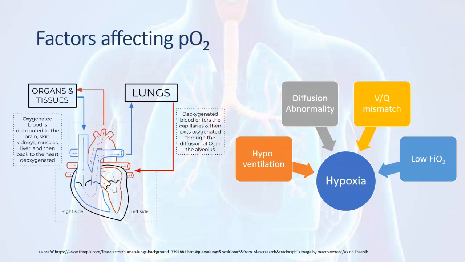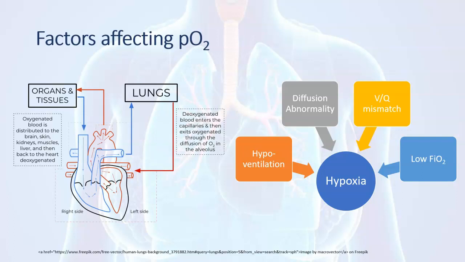Then you'll hear another word, dead space. Dead space is an area of lung that is ventilated but is not being perfused properly. For example, a segmental pulmonary embolus, there's no blood flow to that segment, but the lung may still be ventilated. And those are the two main mechanisms behind ventilation perfusion mismatch.